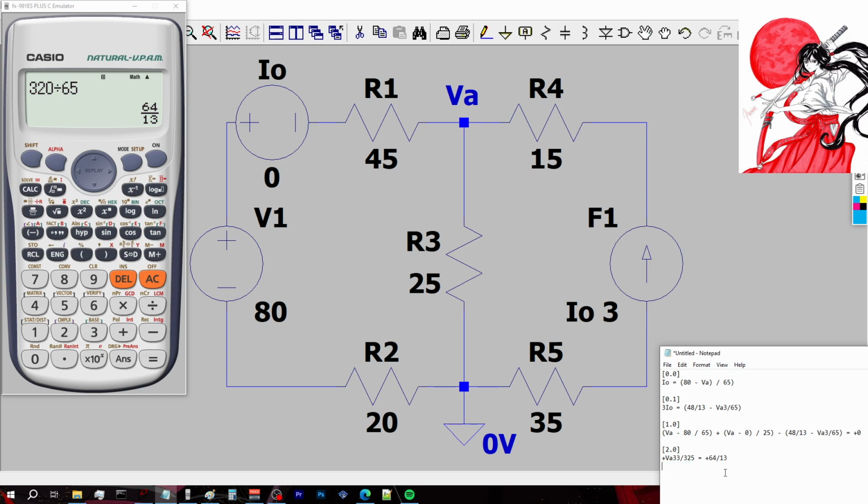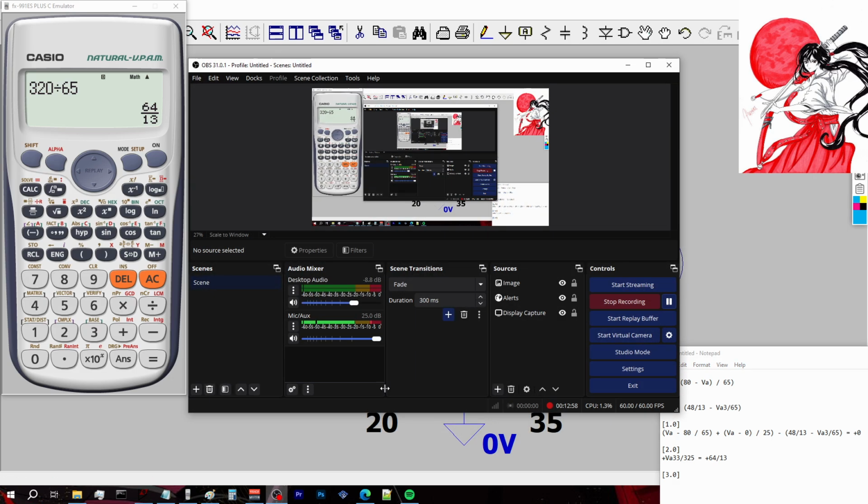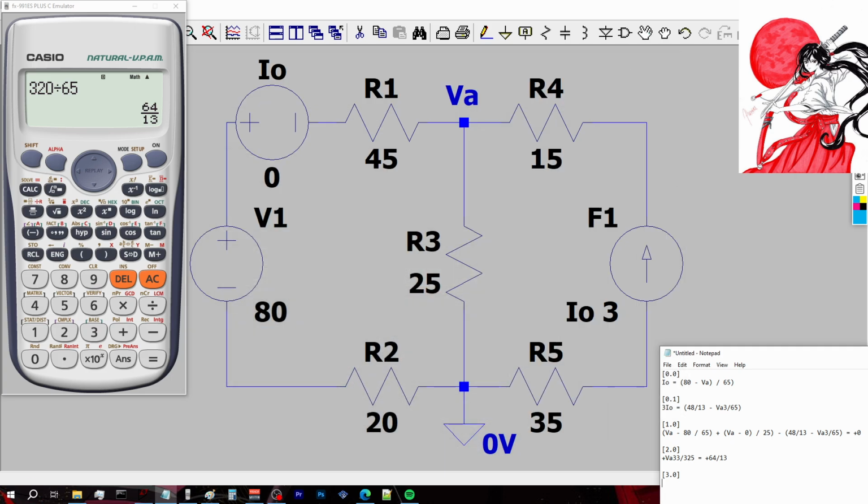Now we can solve for our answer. Let me just make sure how much time I've got left. Okay, we're good. We should be able to finish this. So we're going to have 325 over 33 times 64 over 13. That is going to give us 48.48. So we think VA is going to be equal to 48.48 according to our calculations.